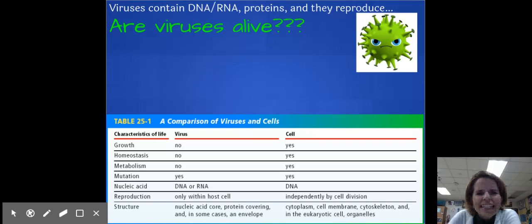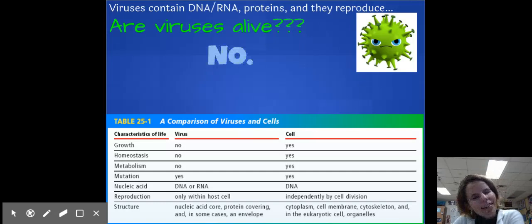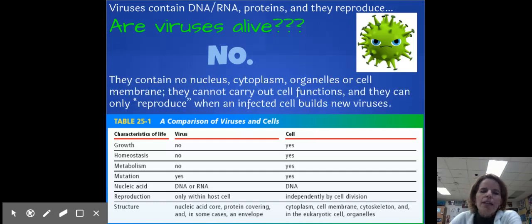Viruses contain DNA and RNA and proteins, and they reproduce. So are viruses alive? Well, scientists say actually no, even though they have all those things that make them seem like they're alive. Viruses don't have a nucleus, they don't have cytoplasm or organelles, they don't have a cell membrane. They cannot carry out any kind of cell functions, and they can only reproduce when an infected cell builds new viruses. So science says actually they don't fit the criteria for life.